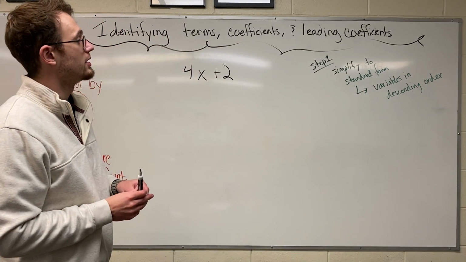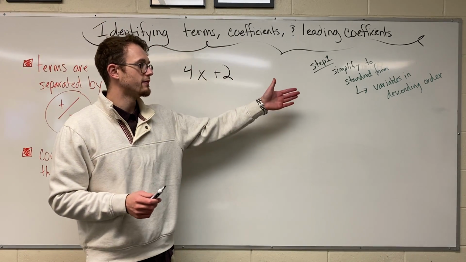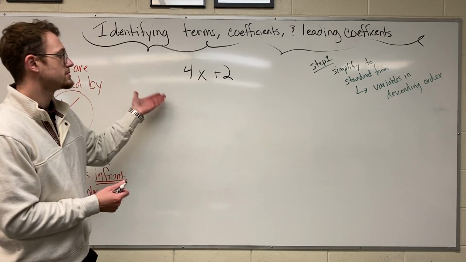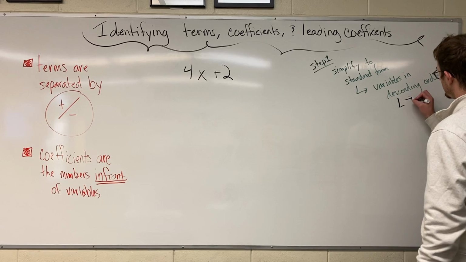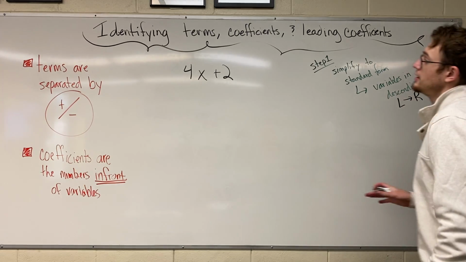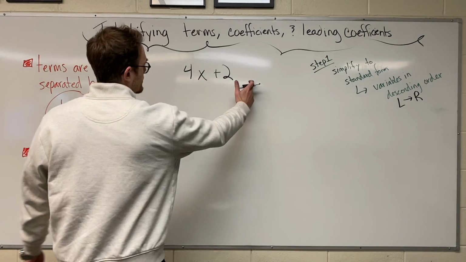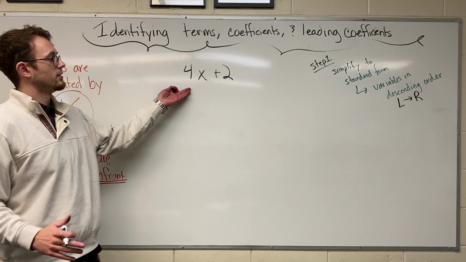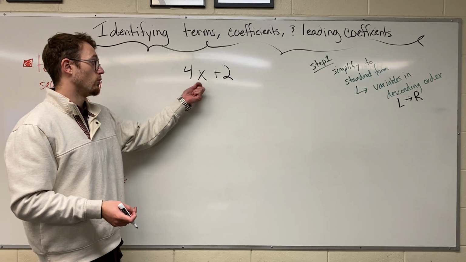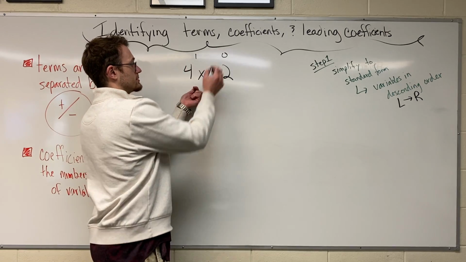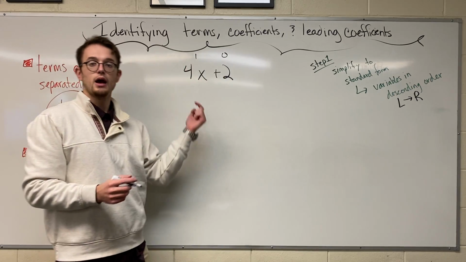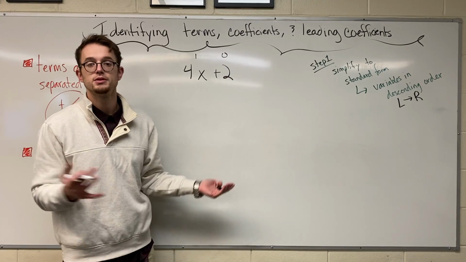Okay, so step one, simplify to standard form, and standard form means that variables, I should say descending order, left to right. So as I go from left to right, is this in descending order of the variables? Well, I have one variable, and then I have no variables. So descending order, I would say yes. 1 to 0 is descending.